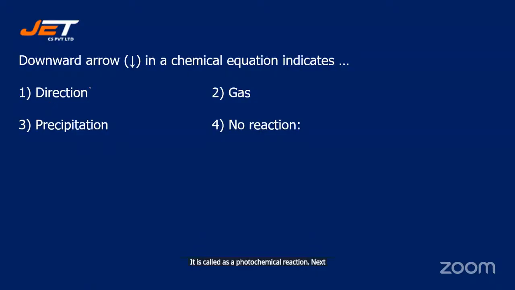Next question. The downward arrow in a chemical reaction indicates what? First one, direction. Second one, gas. Third one, precipitation. Fourth one, no reaction. Which is the right option?